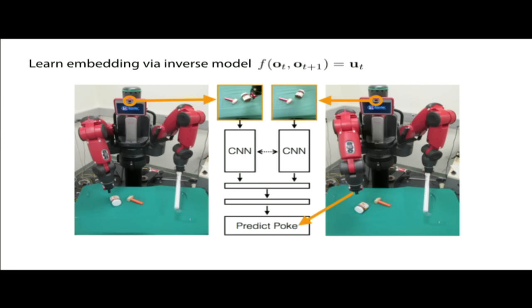The embedding was at the last layer of this Siamese network that was mapping from an image, and they regularized this embedding with a forward model. As I was mentioning before, instead of just trying to predict the action, they had an additional term in their objective saying that the embedding of one image should be predictable given the previous embedding and the poke.